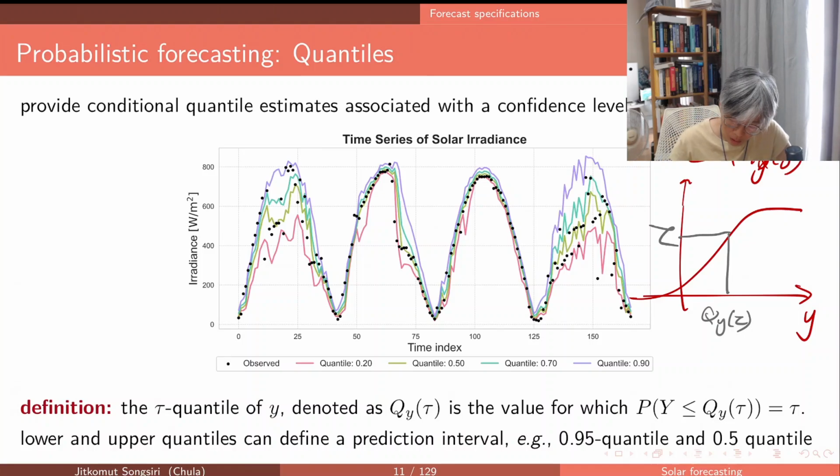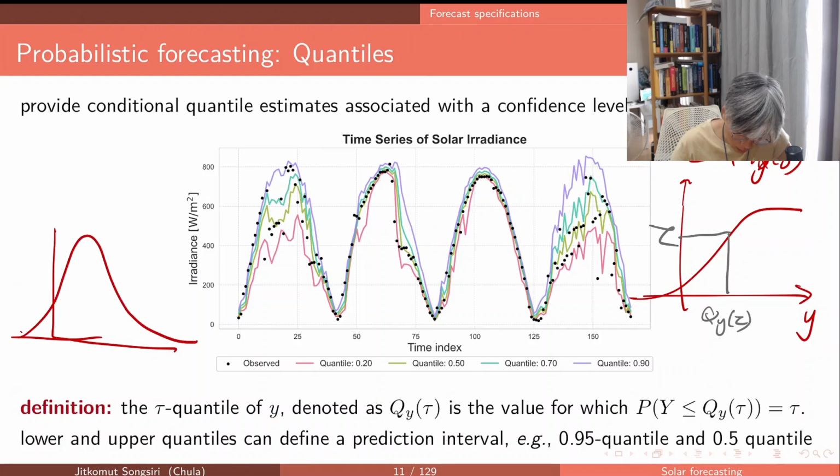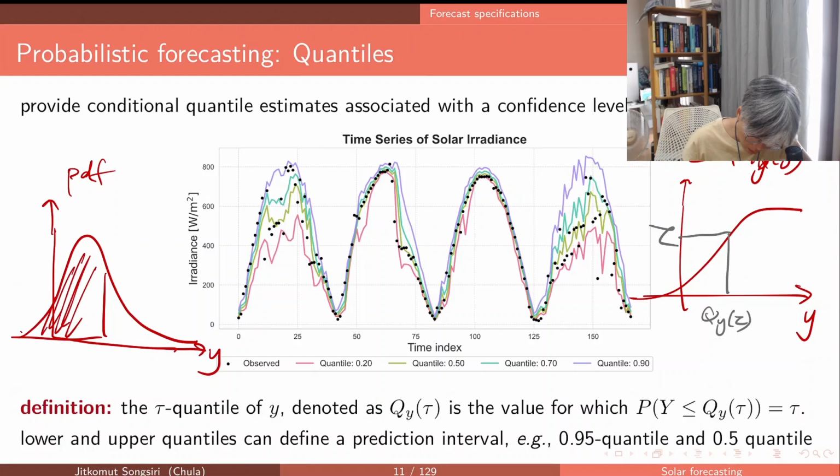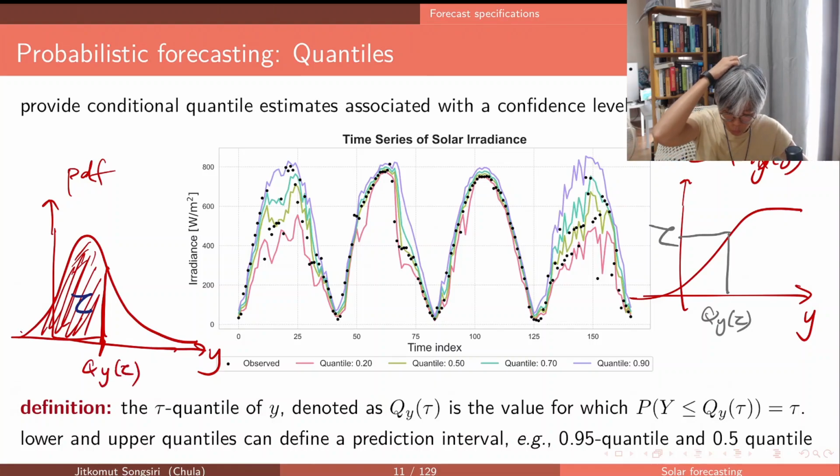The concept can also be explained by the PDF. For the PDF, if I give you the value of q of tau, it means I look at the area under the PDF and see which value gives me the area of tau here. So this is going to be the tau quantile of y.